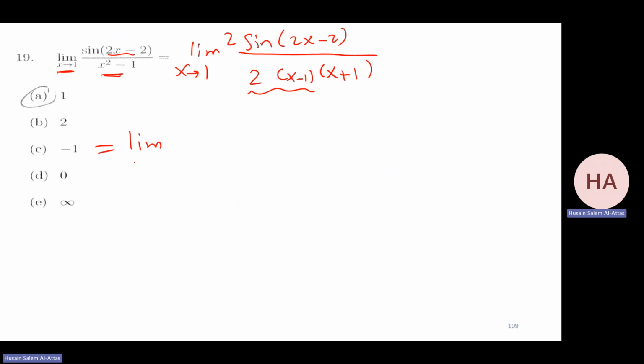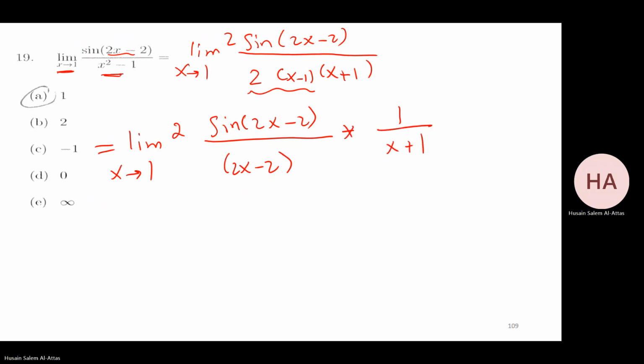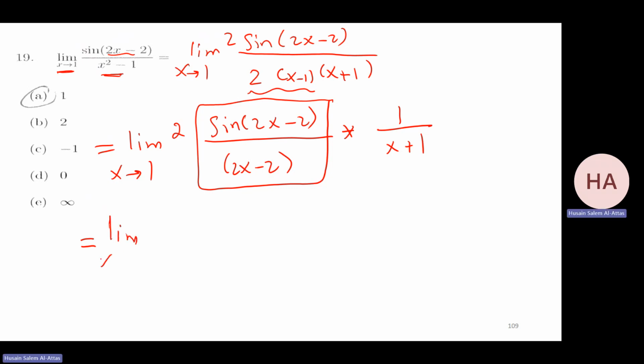So it will be limit, x goes to 1, 2 sine 2x minus 2, I have the argument, which is 2x minus 2, times the rest, which is 1 over x plus 1. This one, my claim, this is 1. So we can distribute the limit. It will be limit x goes to 1, 2 over x plus 1, times limit x goes to 1, sine 2x minus 2 over 2x minus 2.